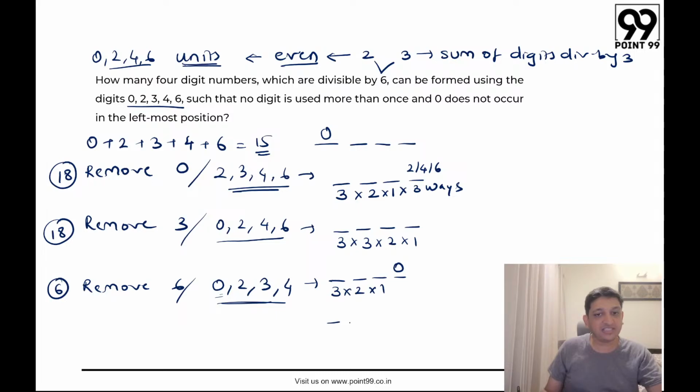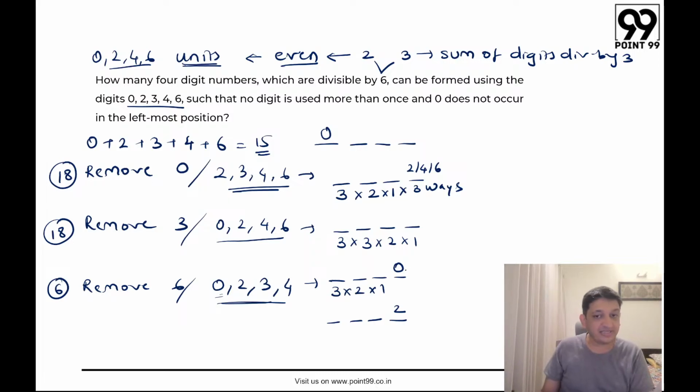And if my units place digit is either 4 or 2, okay? Then I also have to ensure that 0 does not come here. Right? Now you can take either 2 or 4 and you can have 2 cases, but let's say for the sake of simplicity you take only 2 and then you multiply that by a 2, right? Because 4 के लिए भी exactly same cases होंगे.